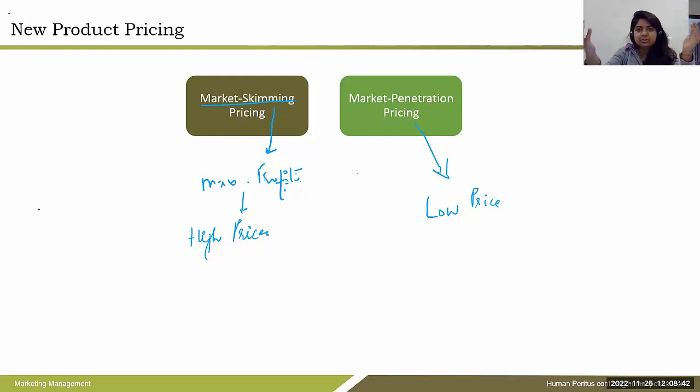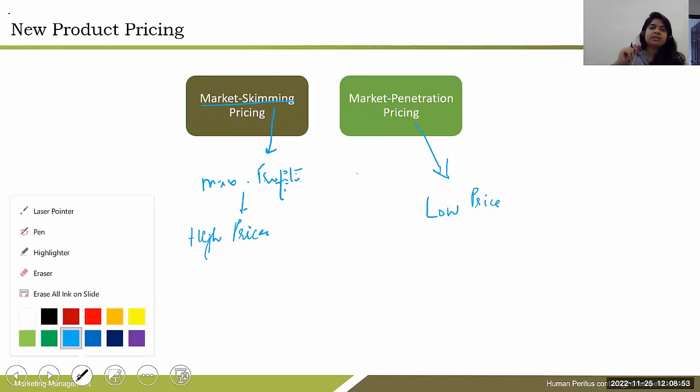So skimming and penetration. One is high, one is low. The aim in the first one is to gain maximum profit. The aim in the other is to gain maximum market share. So these two are like the most important terms when it comes to pricing strategies.